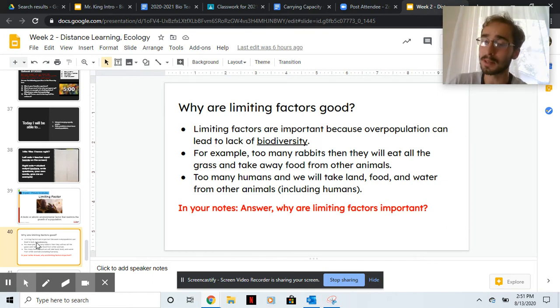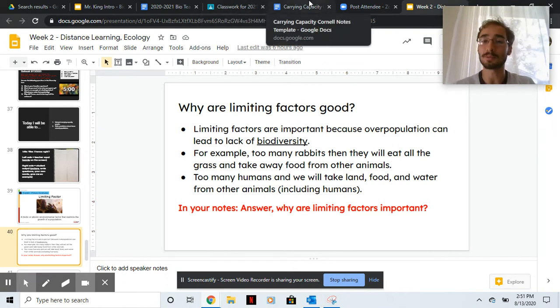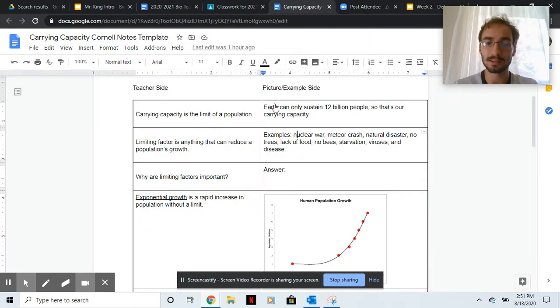Too many humans is also bad because we, as a species, take lots of land, lots of food, and lots of water from other animals. That's what we did to woolly mammoths. That's what we did to dodo birds. That's what we're doing to rhinos and elephants. A lot of big animals are dying because of humans, because we take so much. So that's why limiting factors are good: it's because they stop overpopulation. That's what I expected you to answer right here.